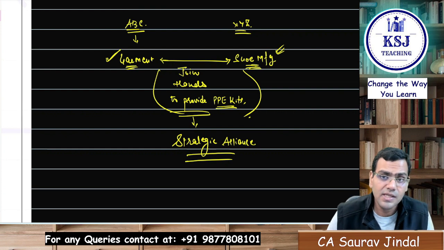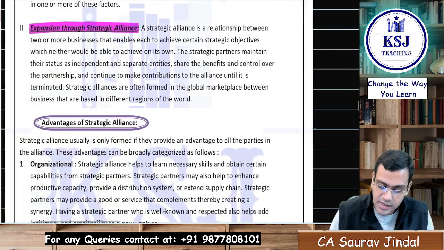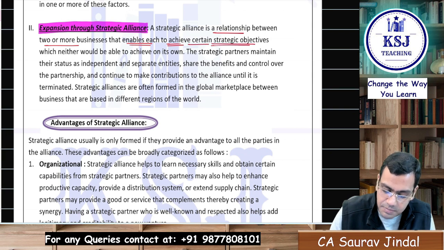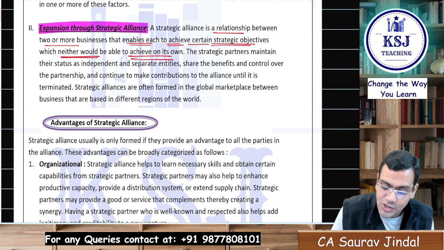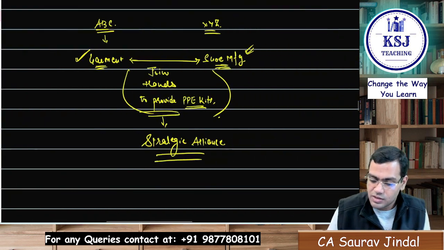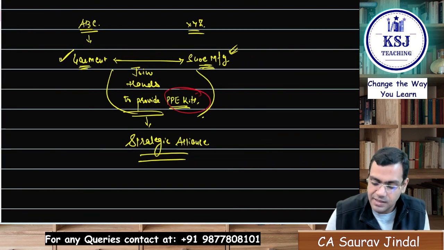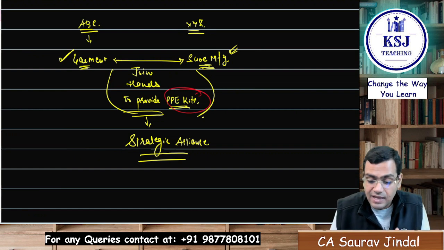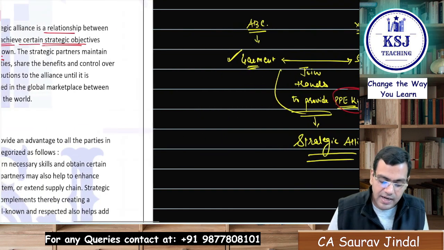So this is the strategic alliance. A strategic alliance is a relationship between two or more businesses that enables each to achieve certain strategic objectives which neither would be able to achieve on its own, right? So the strategic objective is to manufacture and sell PPE kits. Individually they would not have been able to do it, so they join hands and build a relationship.